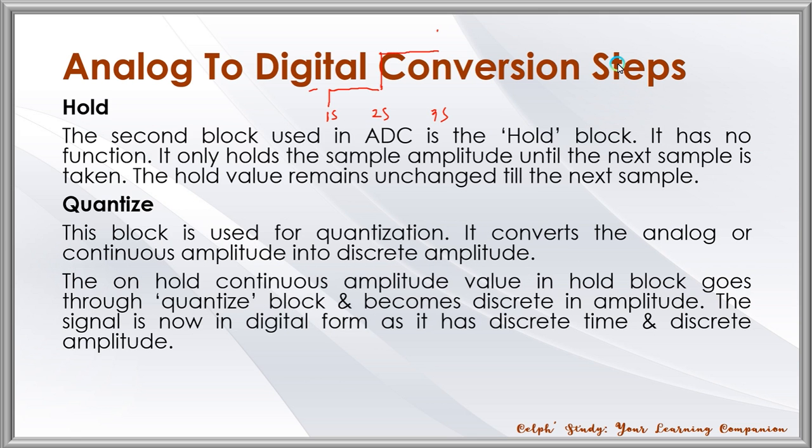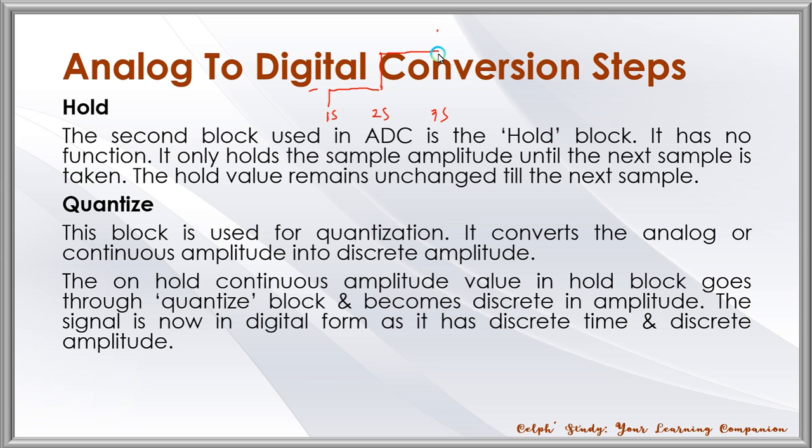Next, we have the hold block. What does the hold block do? Basically, it has no significant function other than to hold the specific sample amplitude that we obtained earlier during sampling until we get a new value. So the held value remains unchanged until the next sample. For example, at the first second we get a value, and we hold that value until we get another value in the next second. For example, we get another value that has increased, and we hold it again until we reach another sampling interval.